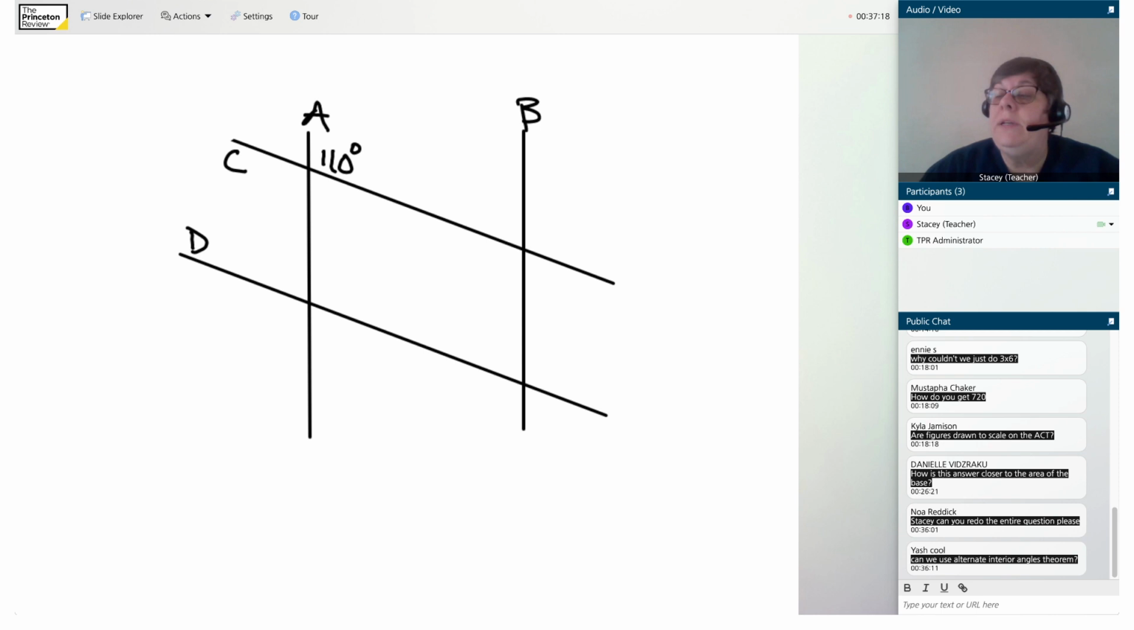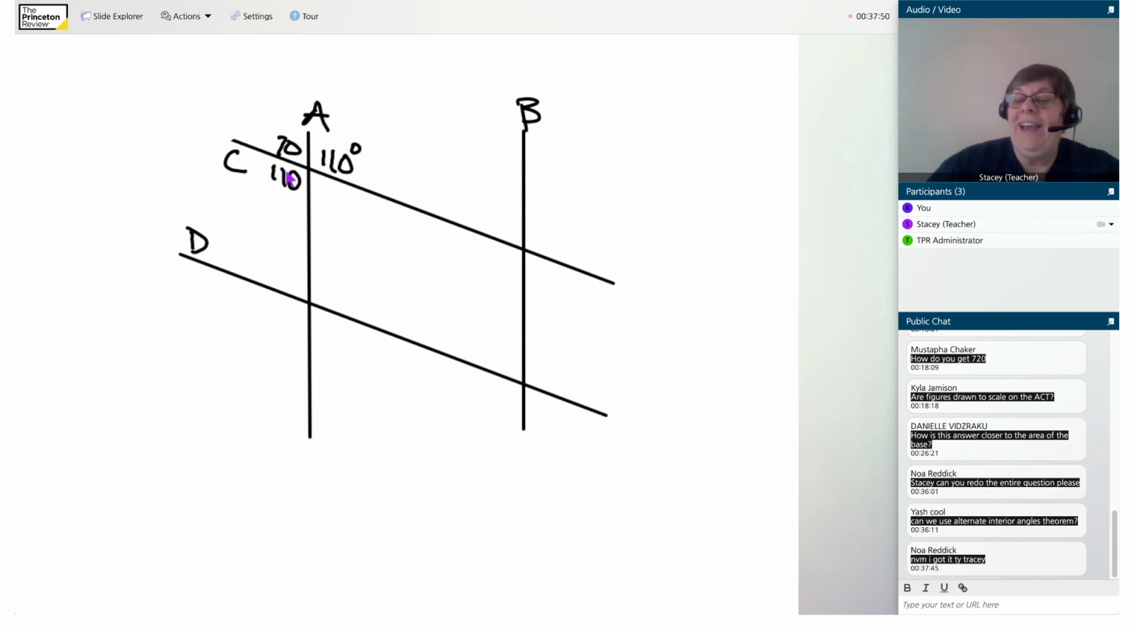All right, so if this is 110 degrees, this angle has to be 110 degrees because those are vertical angles. These two angles are the same, they're vertical angles. This angle here has to be 70 because these two angles are supplemental. You okay, Noah? You got it? All right, all good.